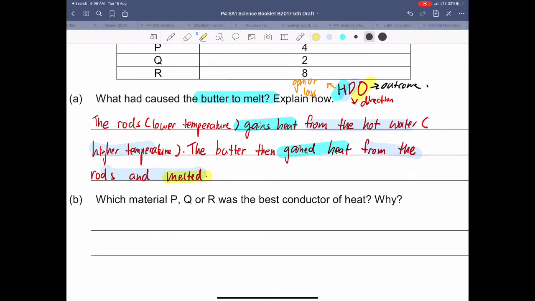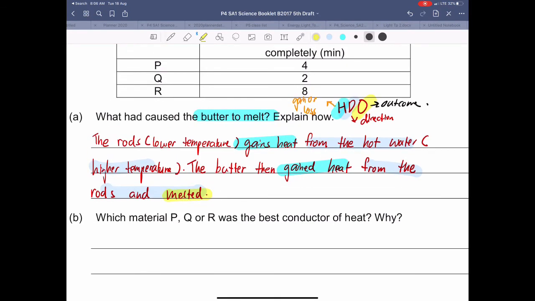Which material, P, Q, or R, was the best conductor of heat? Straight away, you see, even the question itself is actually very direct. It tells you that I'm going to test you on the concept of conductor. What should come to your mind straight away is the key idea is about heat being able to be transferred through the material very quickly for a good conductor and very slowly for a poor conductor. So that needs to straight away come into your mind. Okay, when you formulate your answer, you know I must talk about rate of heat transfer.